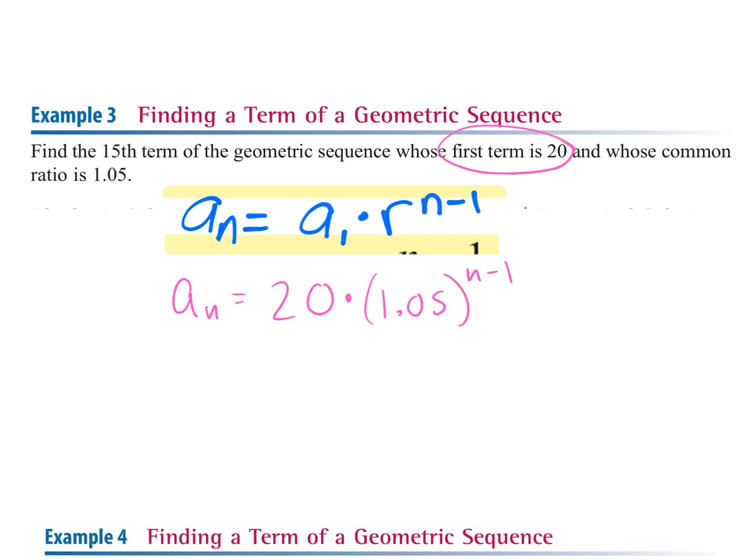What term is it asking us to find? The 15th term. So a sub 15 is equal to 20 times 1.05 to the power of 15 minus 1. So we can put this in the calculator. Make sure you follow your order of operations. You have to do the exponent first before you multiply by that 20. Anybody have their calculator out? So when you put it in the calculator, you should get 39.59.